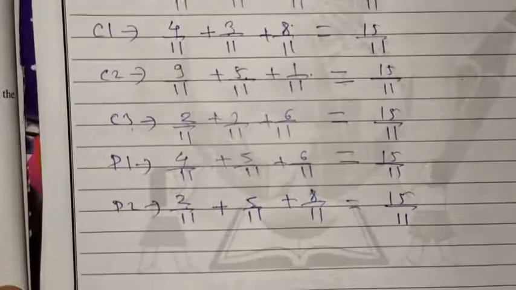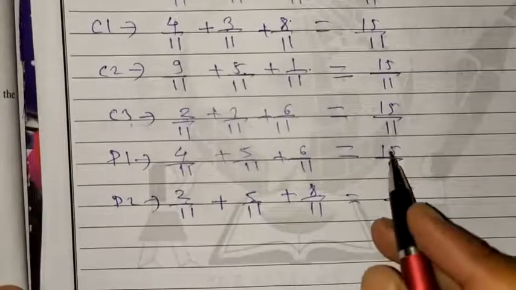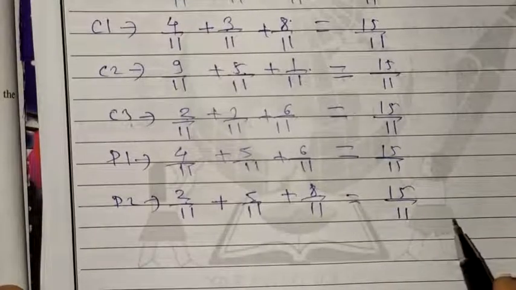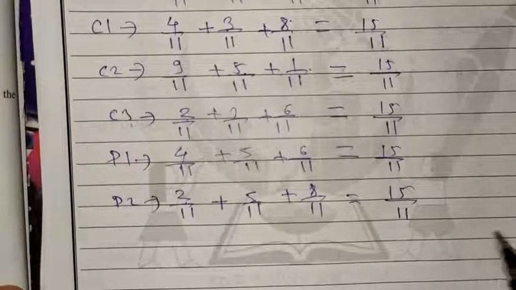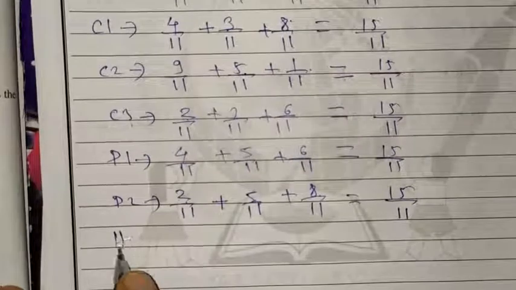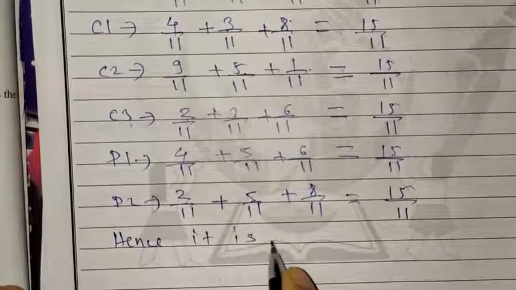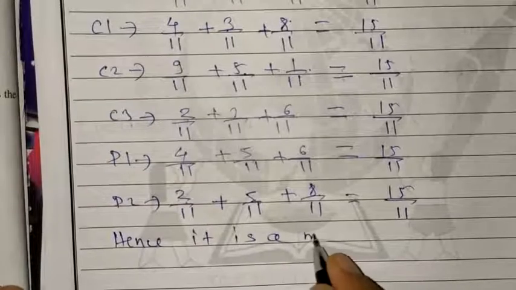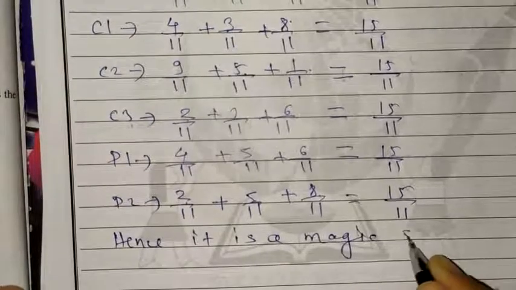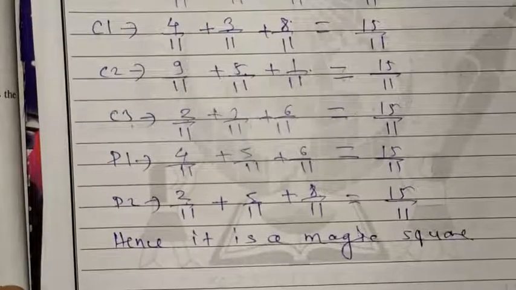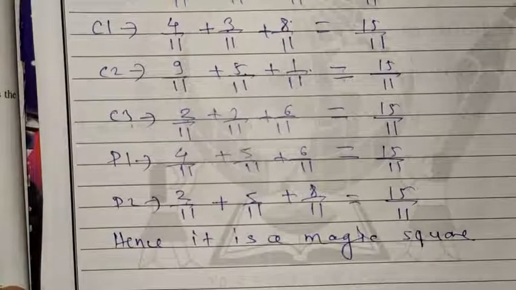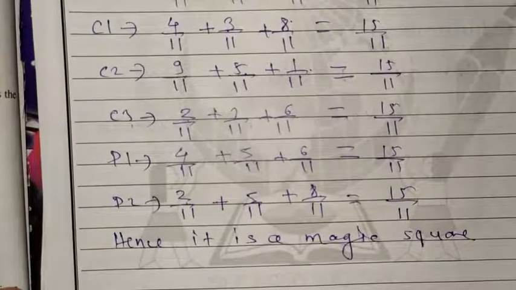So in all the rows, columns and diagonals we are getting the same value, hence it is a magic square. So this is the answer of question number 3. After that we will go to the next question.